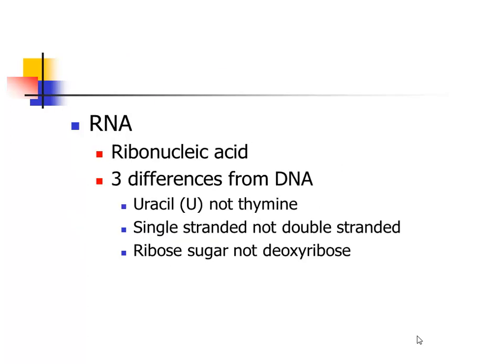Now, RNA is a little bit different than DNA, and the three major differences are that instead of thymine, it uses uracil. So adenine bonds with uracil, not thymine. It's a single strand, not a double strand. And instead of having the sugar deoxyribose, it has the sugar ribose. And so this RNA is going to take the message from the nucleus, the instructions, and deliver them to the ribosomes so that the ribosomes can make the protein.